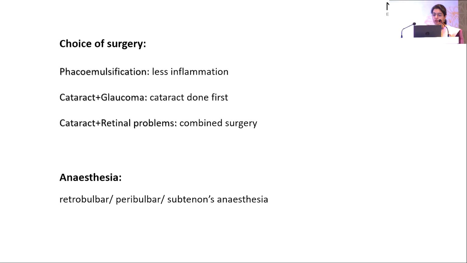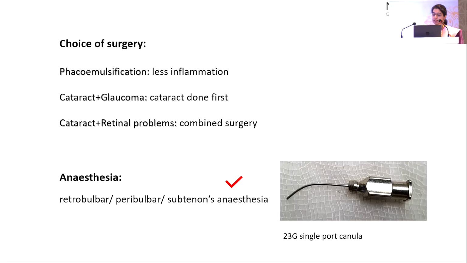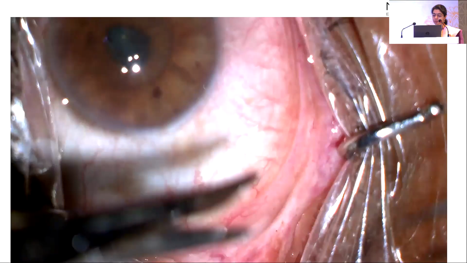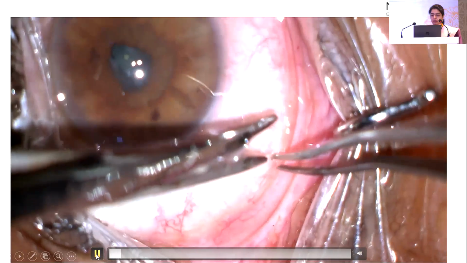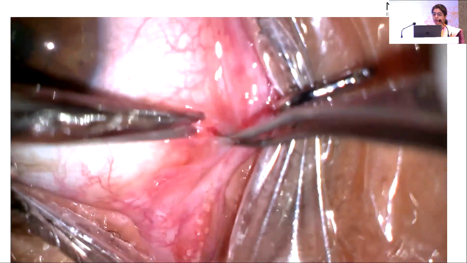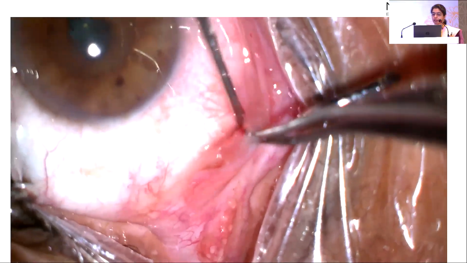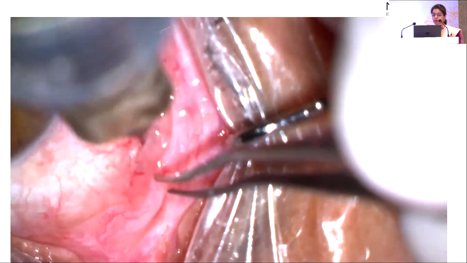Anesthesia is surgeon's choice. I prefer subtenon anesthesia with a 23-gauge single-port cannula. So in this video, I'll just show you. Just enter the subtenon space, and with the single port cannula, you can inject the lignocaine bupivacaine combination.